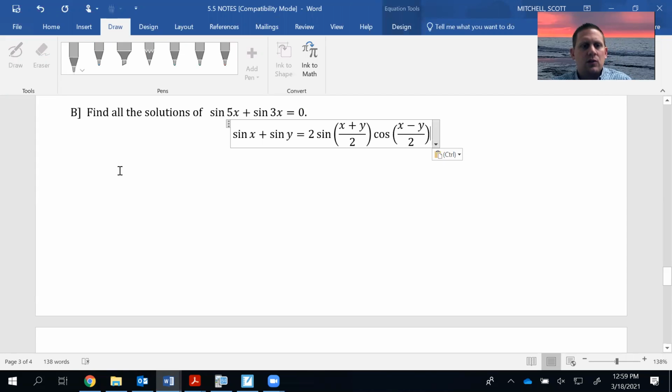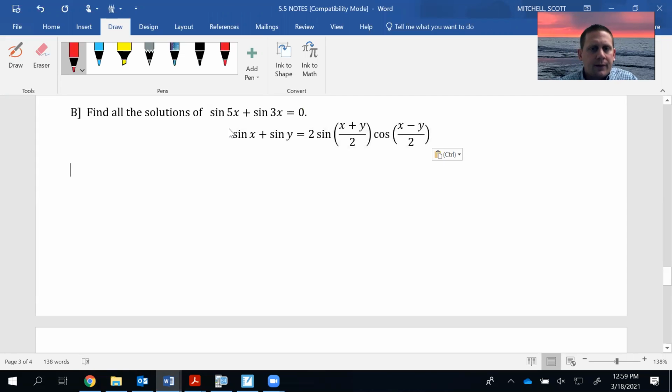Let's take a look. And so we're going to have 2, remember we're set equal to 0 here. So we're going to have 2 sine of (5x plus 3x), and that's all divided by 2. Then we're going to have the cosine of (5x minus 3x), and that's all divided by 2. Again, you could put parentheses there, but as long as you know that this is connected to that and there's still multiplication in between, you're okay.